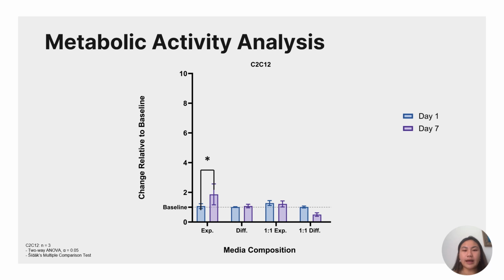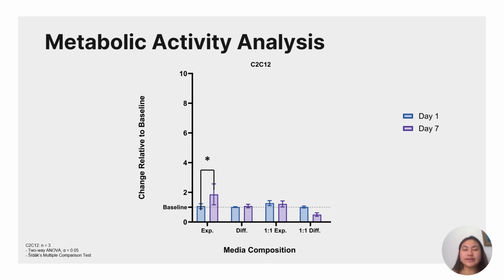Looking at the metabolic activity analysis data, it shows that the C2C12s did not change much from their day 1 metabolic activity levels to day 7. This graph is normalized to baseline levels on day 0, and we are comparing that normalized data of day 1, which is in blue here, and day 7, which is in purple. There is not a lot of statistical difference between these two time points for the C2C12 cell line.